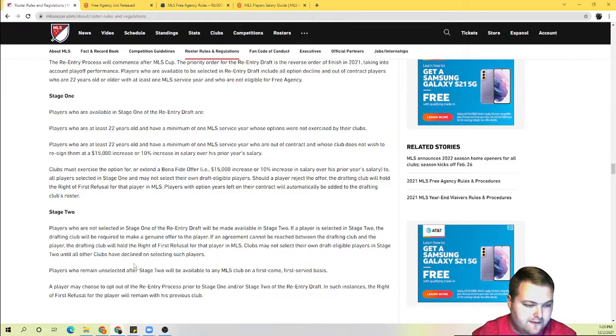Stage 2, the only difference here is, so everybody who didn't get picked in stage 1 is eligible for stage 2. And then the only difference here is you don't have to pay them what they made last year. So you'll see in stage 2, there'll be a bunch of older guys that are on bigger contracts that can still contribute, but maybe not at that price point. They might be a little bit too expensive. So they'll get picked in stage 2.